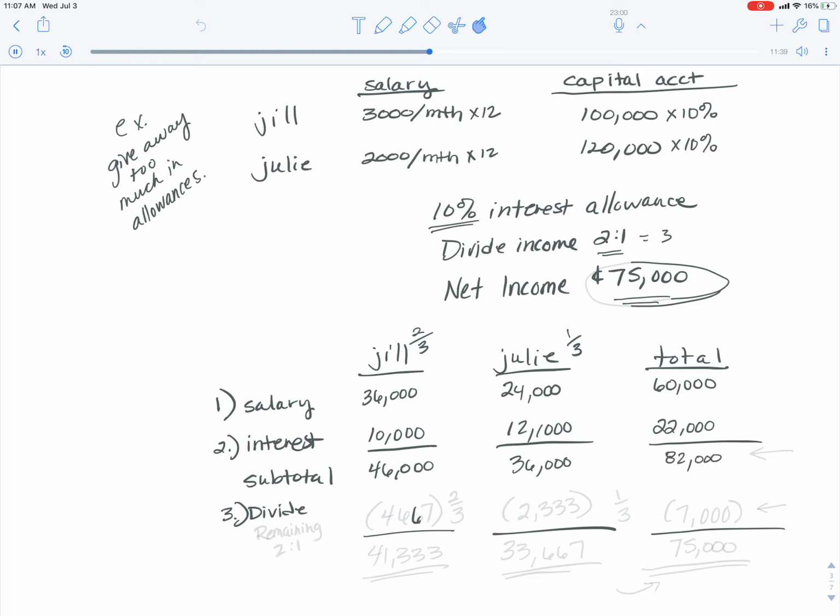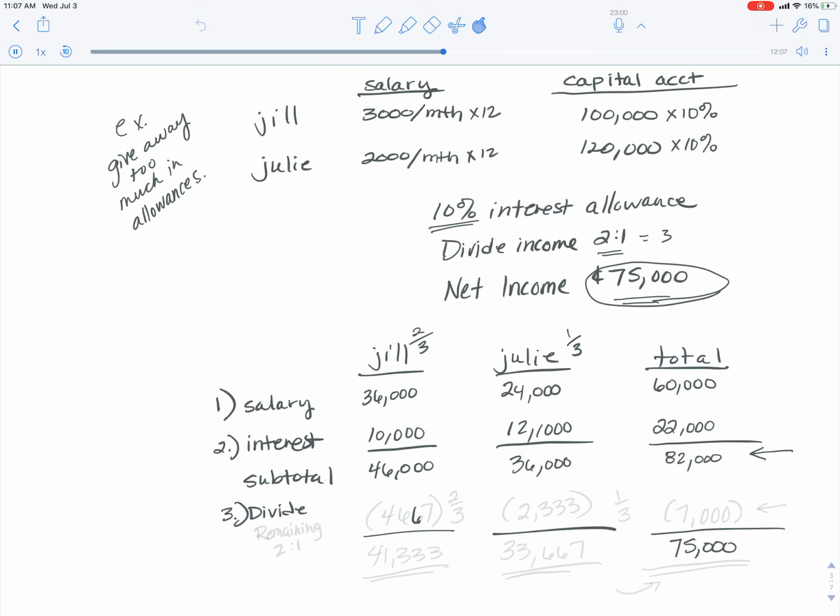So right about now you should see that we have a problem. After the allowances, we've now given away $82,000, but we only have $75,000 to split. So ultimately, when you get down to this last total line, it needs to equal $75,000. So what you do is you giveth the remaining according to how they divide income, and you also taketh away according to how they divide income.